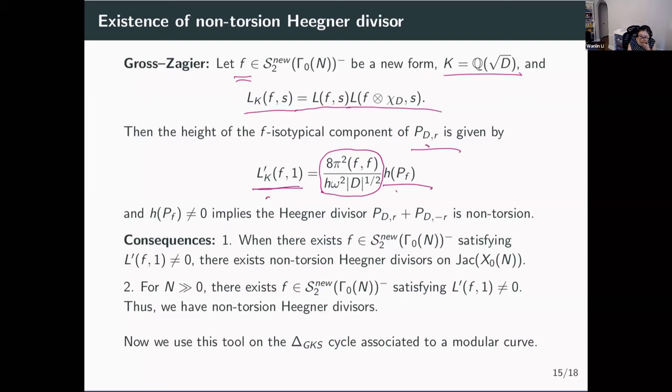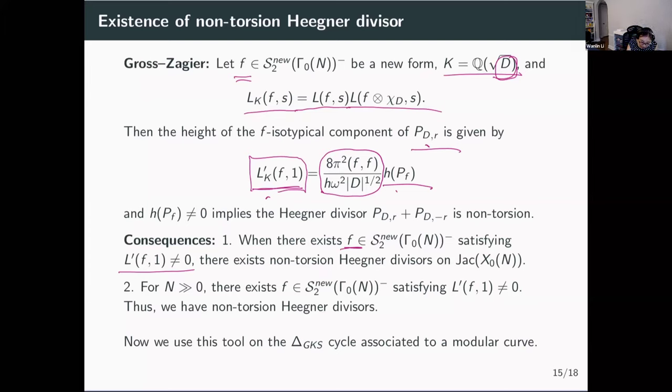And so the consequence is that, first of all, if there exists an f such that the derivative of the L-function of f does not vanish at one, then there will exist D making this L_k prime non-vanishing. That is essentially using Chebotarev's density theorem. So there will be lots of D, in a congruence class with positive density, that work.